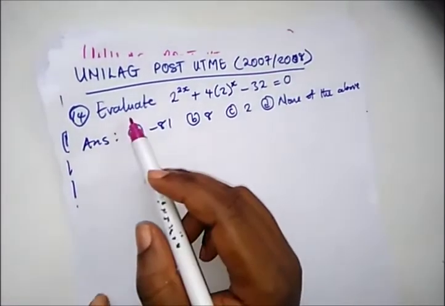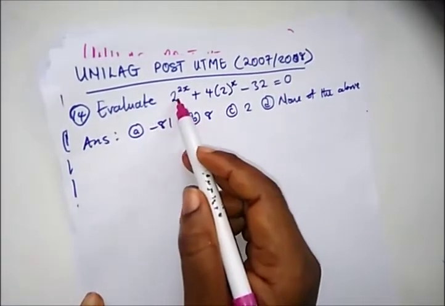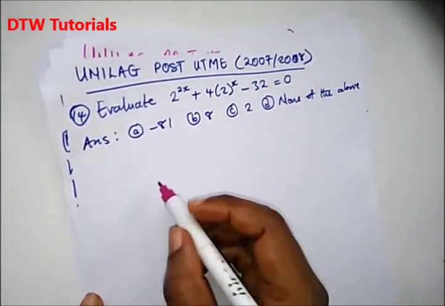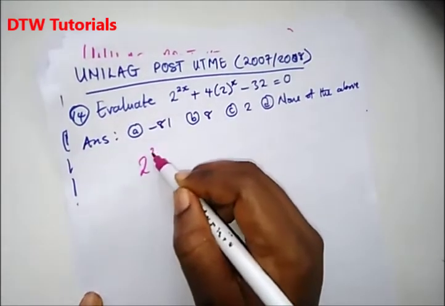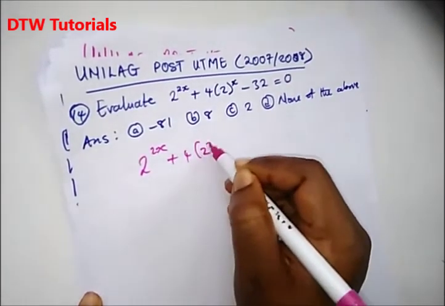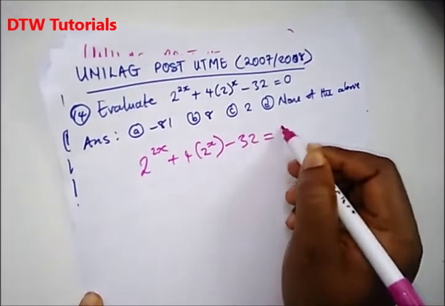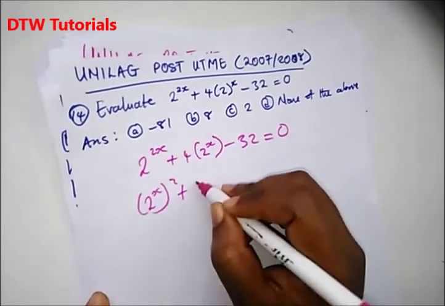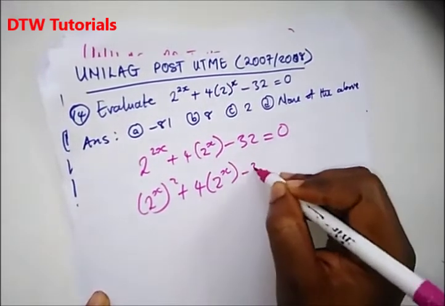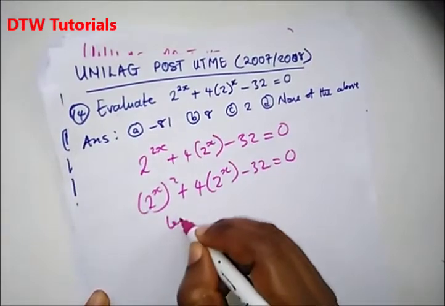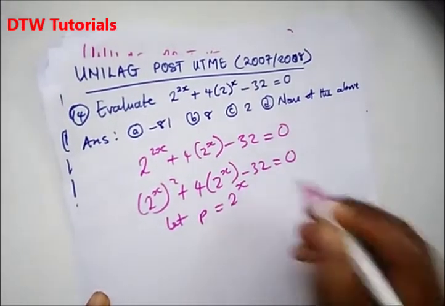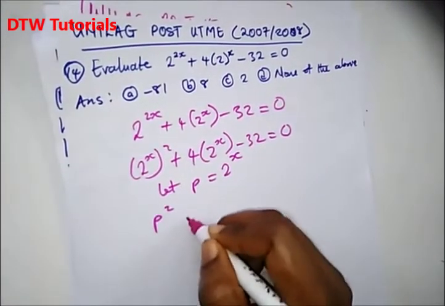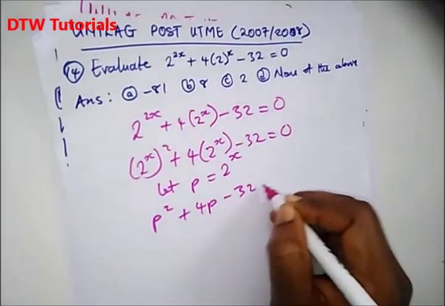So here we have another question which says evaluate 2^(2x) plus 4 times 2^x minus 32 equal to 0. So here this is 2^x bracket 2 plus 4 times 2^x minus 32 equal to 0. So let p be equal to 2^x. So here we put in p squared plus 4p minus 32 equal to 0.